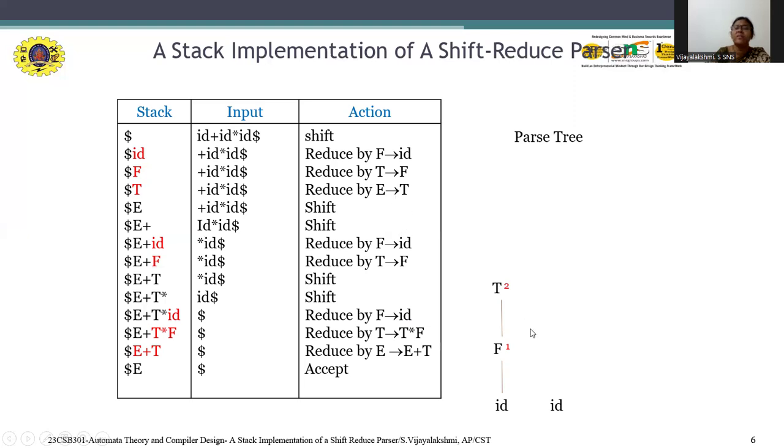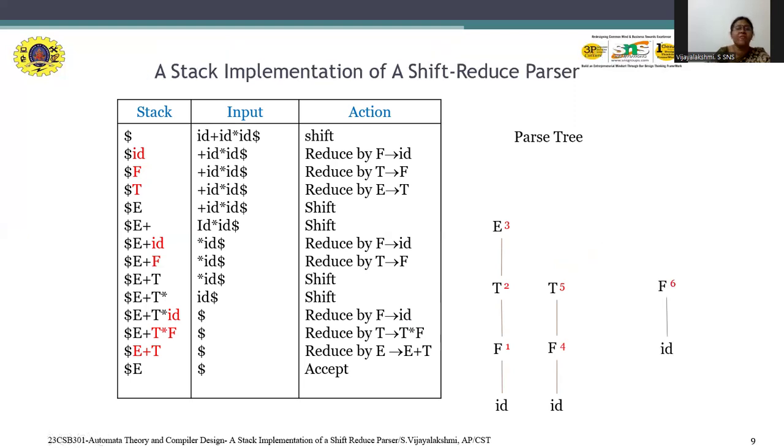The third step is over. Then again it is replaced by E. Again, ID is replaced by F, and F is replaced by T. Then E plus T, shift, and then E plus T star. The stack is E plus T star, but in the input string it is ID. Then the shift operation is over. Then F equals ID.